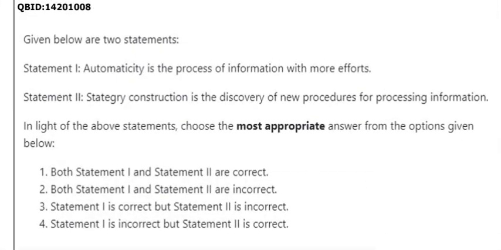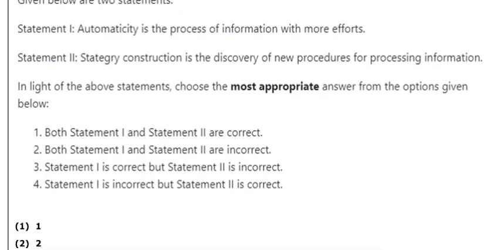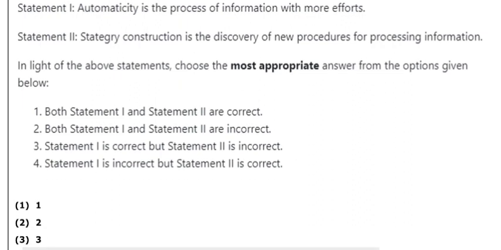Number 8. Given below are two statements. Statement 1 says automaticity is the process of information with more efforts. Statement 2 says strategy construction is the discovery of new procedures for processing information. In light of the above statement, choose the most appropriate answer from the options given below.